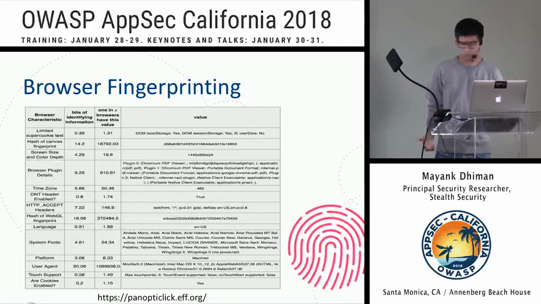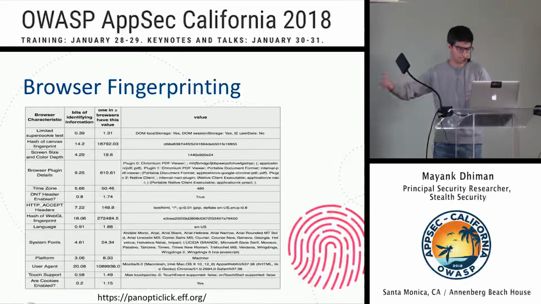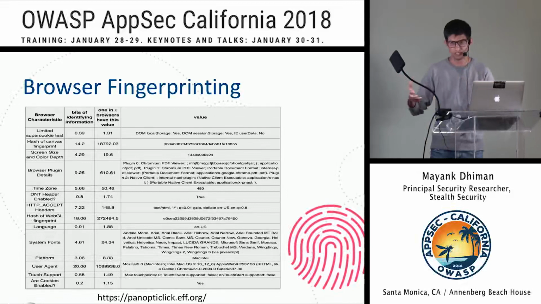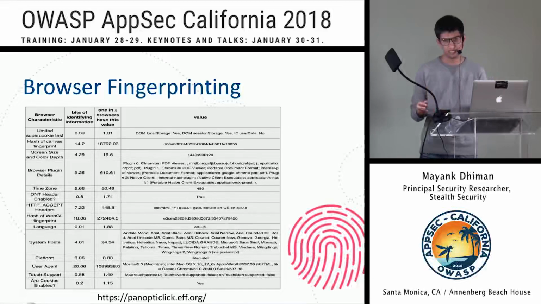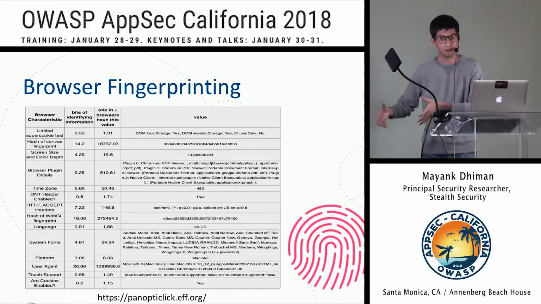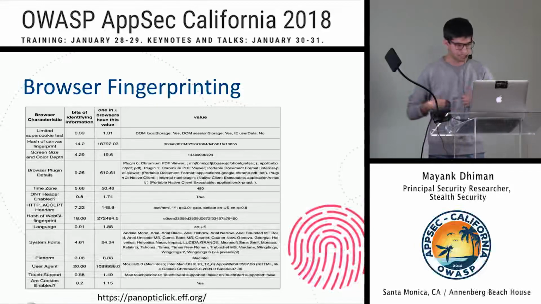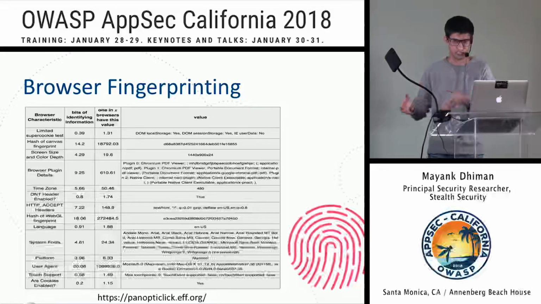On the right-hand side, the value is the list of fonts installed on that machine. The third column is again interesting. For system fonts, it says 1 in X browsers have this value. So 1 in 24 browsers in their entire data set had the same set of fonts installed as this browser, which is a test browser I was using. I think their data set is probably around 1.5 million browser fingerprints right now, or probably more. Given this data set, 1 in 24 browsers will have exactly the same fonts installed as my browser, right? And then you want to aggregate these pieces of information to create some sort of unique fingerprint of your browser.